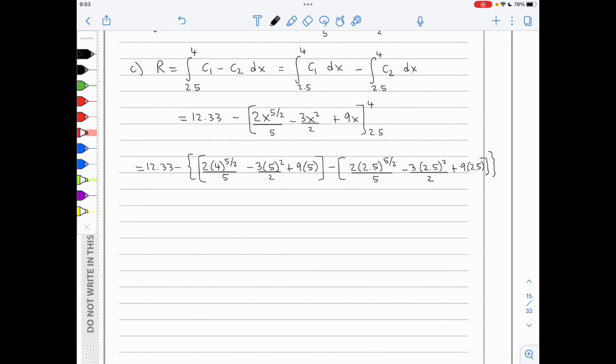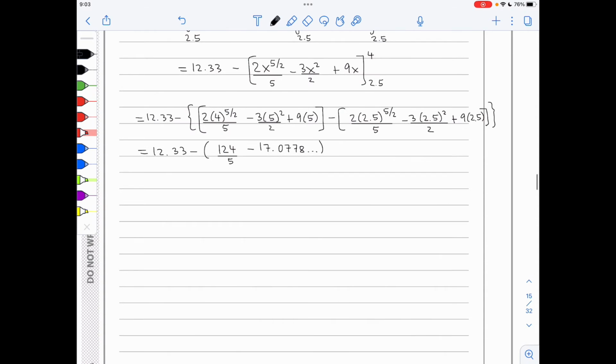So this is giving me 12.33 minus 124/5 minus 17.0778..., which gives me 4.6 square units.